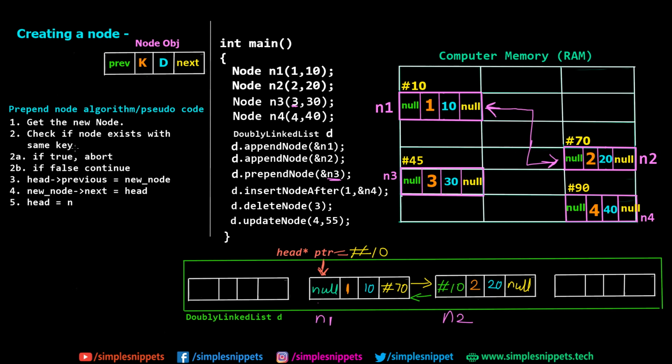So if key exists is true, we have to abort, but we know that the key doesn't exist. It is a unique key. So if false, we have to continue.